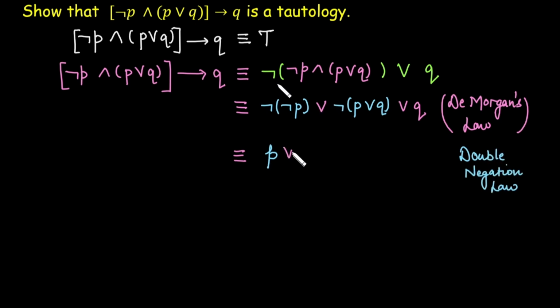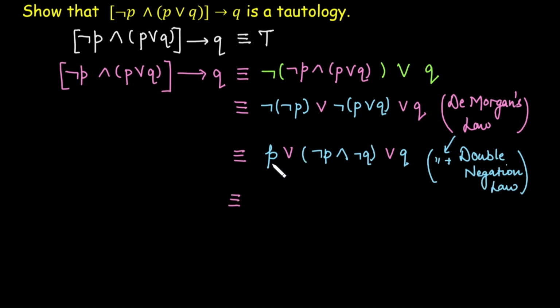This or operator is as it is. Now take the negation inside. So when we take the negation inside, we have negation P, or gets converted into and, negation Q, or Q. So we have taken the negation inside. Again we have used De Morgan's law, and in this step we have used basically two laws. One is De Morgan's and the second is the double negation law.